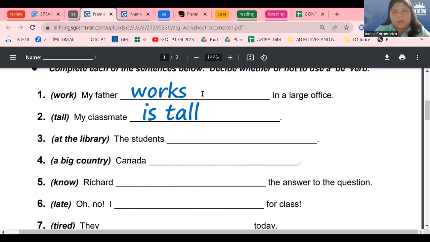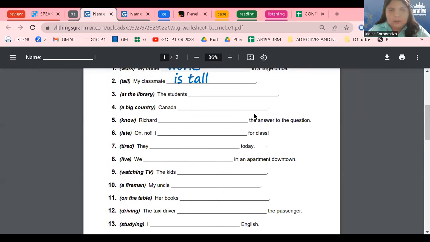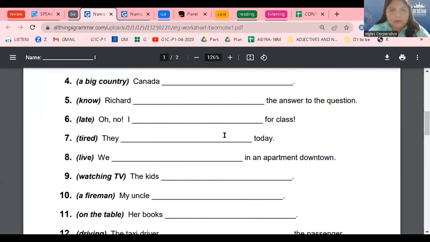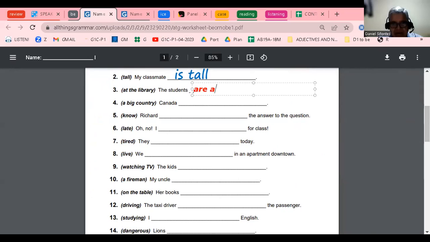My father works in a large office. My classmate is tall. At the library, the students, so which is the complement that we need? The students. What do you think, guys? Okay, let's see. The students, be. Are. Are at the library. At the library. Okay.